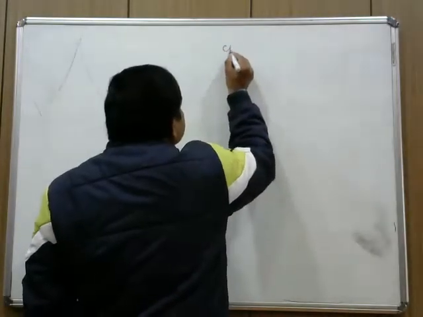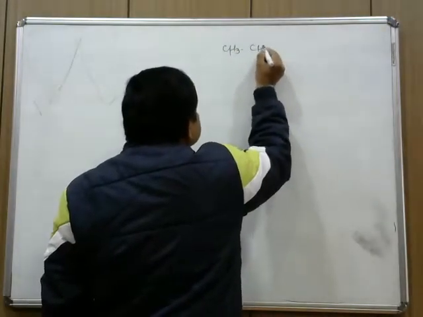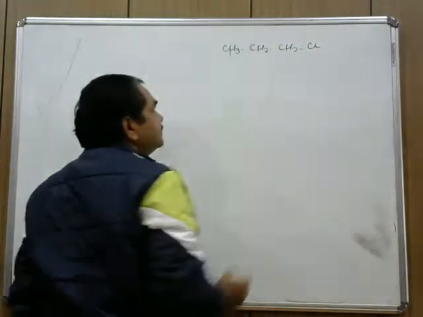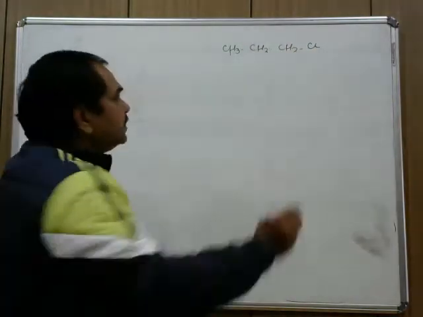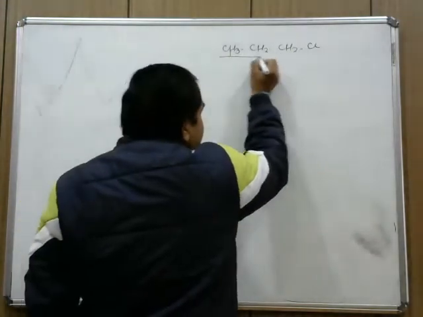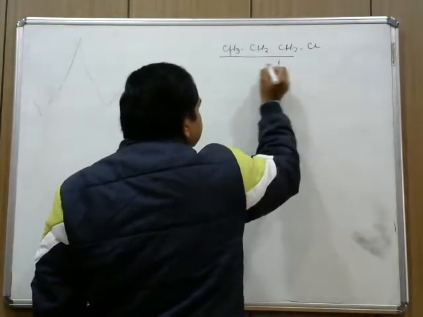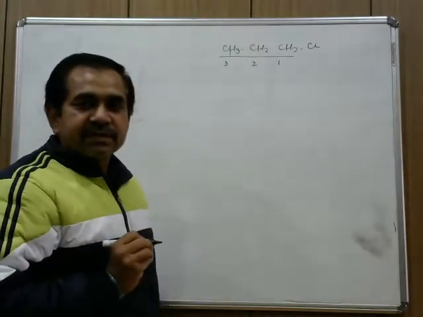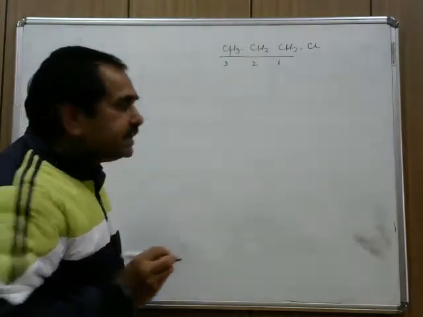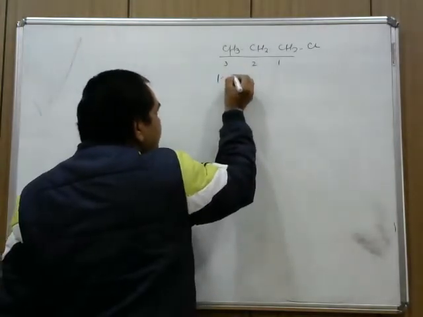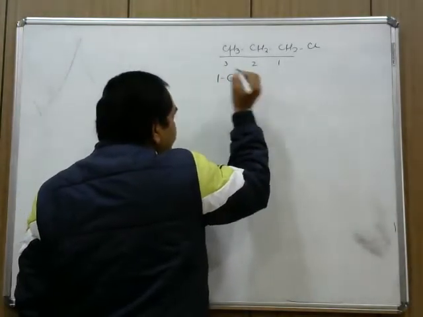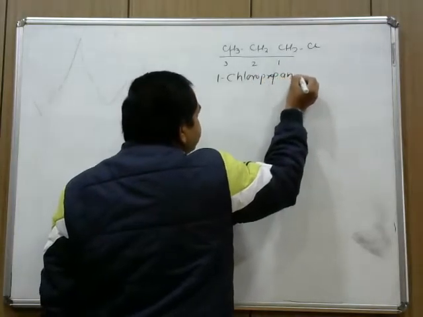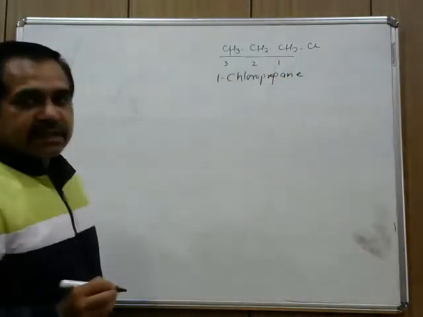See, we have CH3, CH2, CH2, Cl. Selection of the longest chain, numbering of the chain. So, what would be the name? 1-chloro, root word prop, suffix ane: 1-chloropropane.